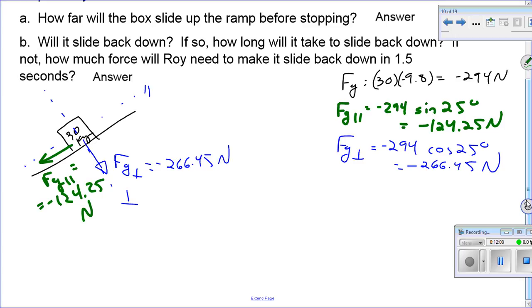Everybody good? Right. There's one other force I can do without really doing too much calculating or thinking. I'll get to kinetic friction in a second. I can't find kinetic friction though without finding something else. Normal force, right? So let's put in our normal force. It's got to be 266, right? So if you guys want to write this down, you may.